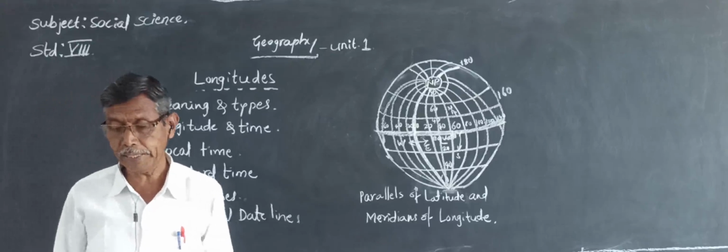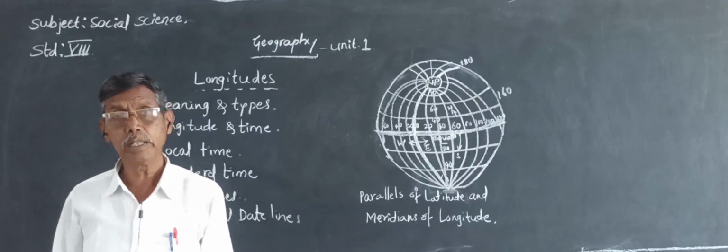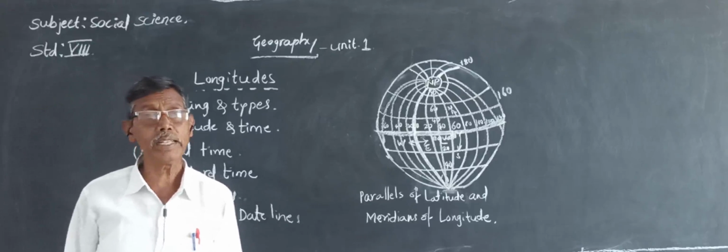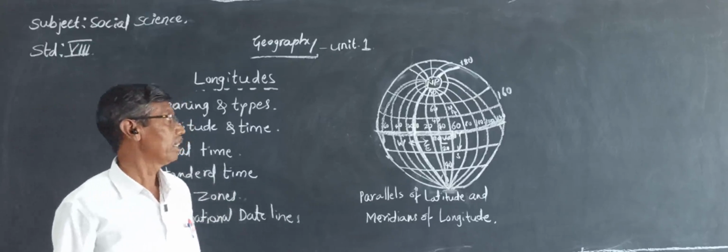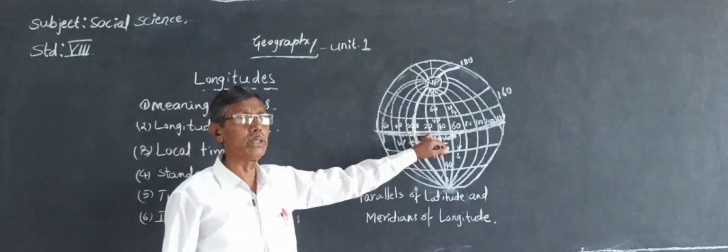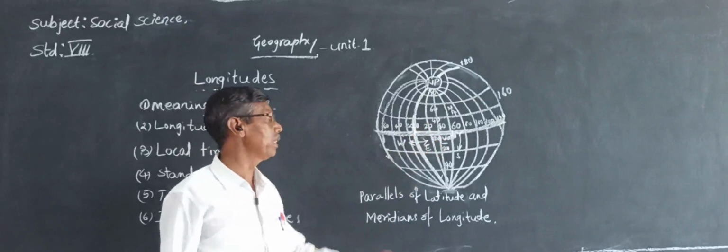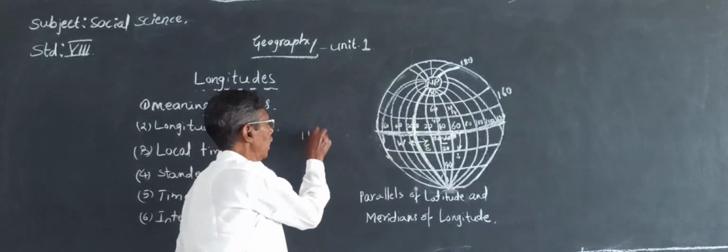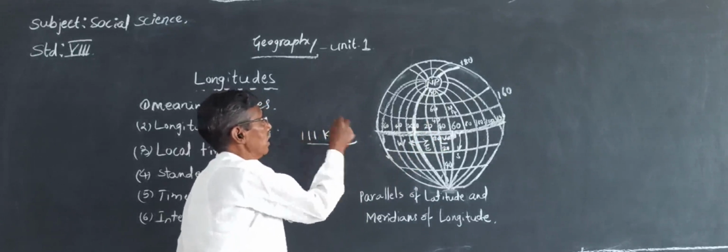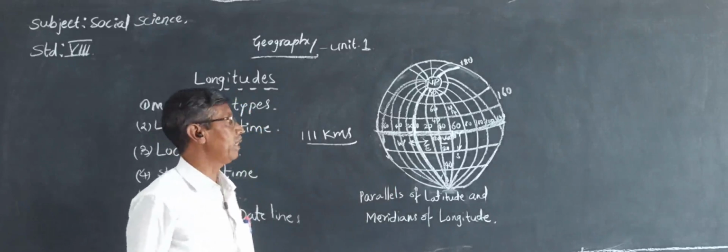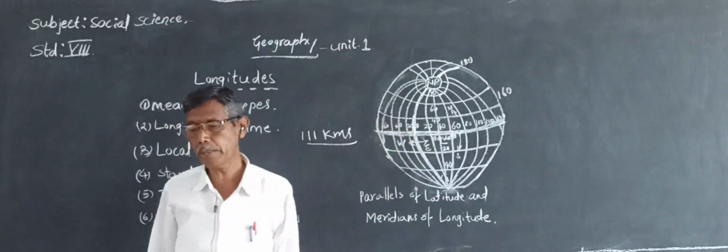Here the distance between two consecutive meridians is 111 kilometers. The distance between the two longitudes is how much? 111 kilometers.